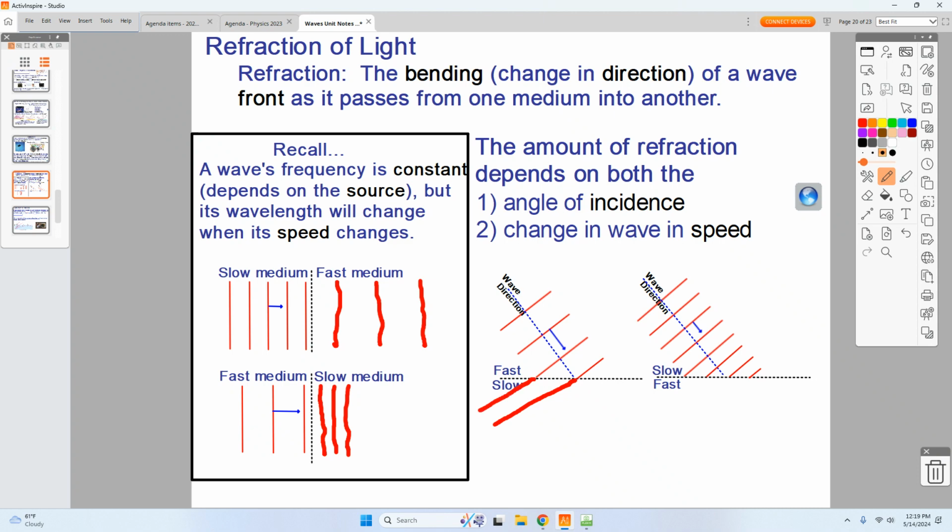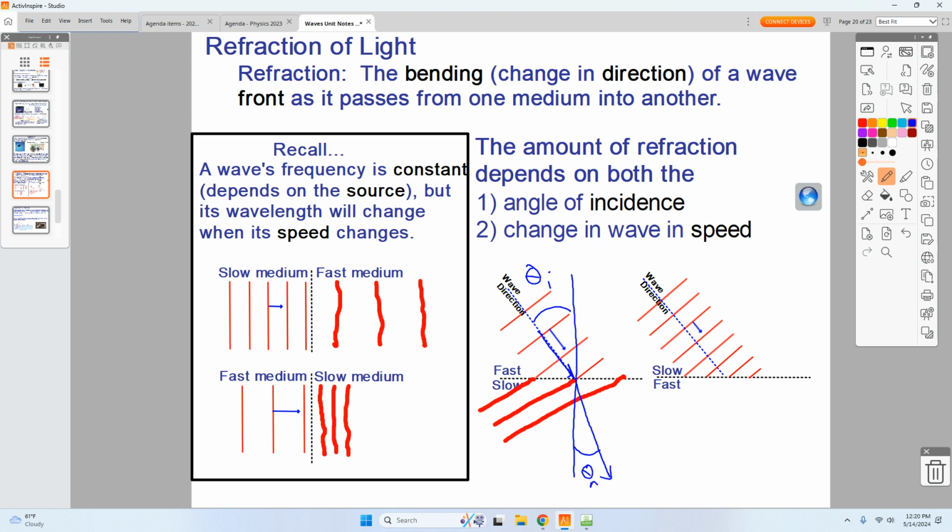And so what we notice is that the wave sort of changes its direction. So this wave would now sort of bend toward what we call that normal line. So if this is the direction that the wave was traveling, now it's traveling at a different angle. This angle here is what we call the incident angle. This angle here is what we call the refracted angle. And so that light's going to bend.